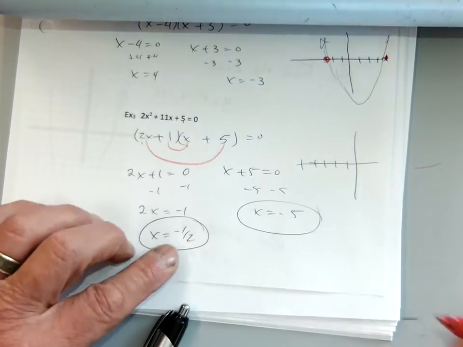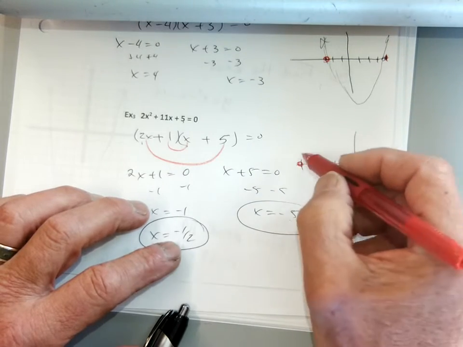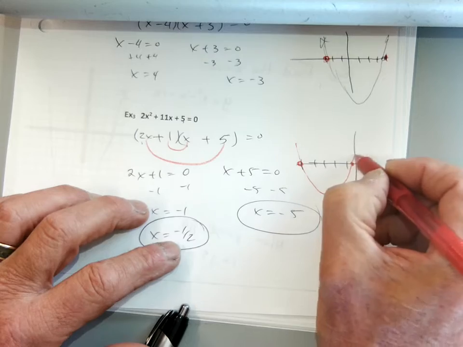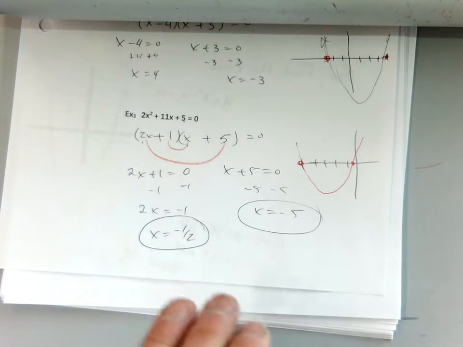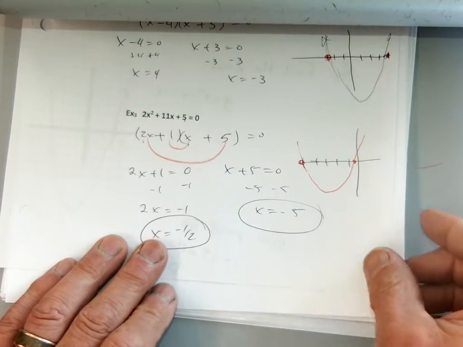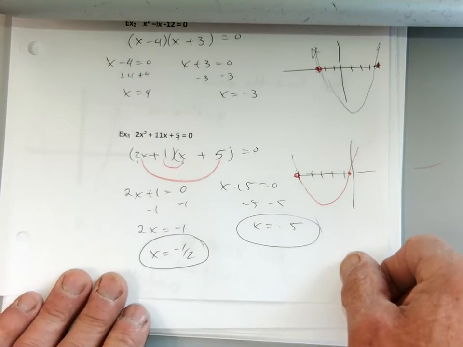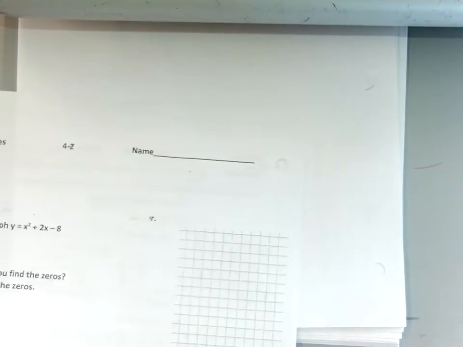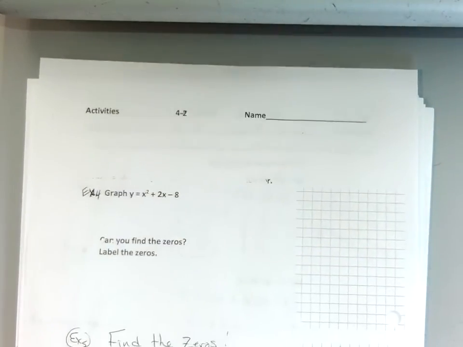We'd have a point at negative 5 and at negative 1/2, and the graph would probably look something like that. We don't have to do that yet, but when we turn the page, we're going to see that application. Ready to turn the page? I'll wait for you. Okay, turn the page. Now let's do example 5 before we do example 4.